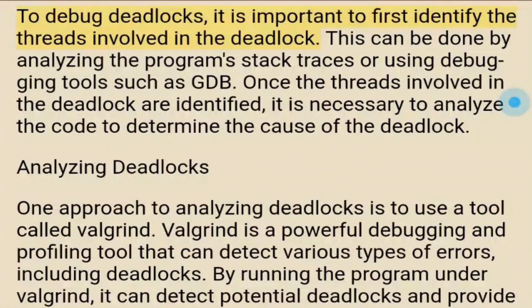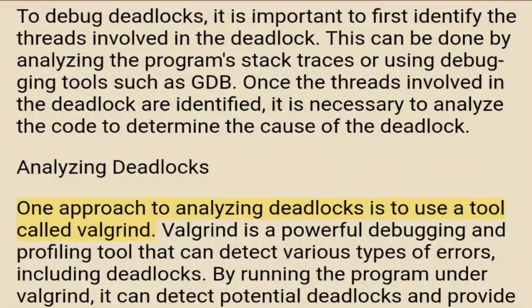To debug deadlocks, it is important to first identify the threads involved in the deadlock. This can be done by analyzing the program's stack traces or using debugging tools such as GDB. Once the threads involved in the deadlock are identified, it is necessary to analyze the code to determine the cause of the deadlock.